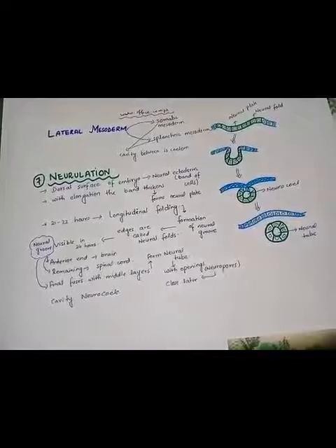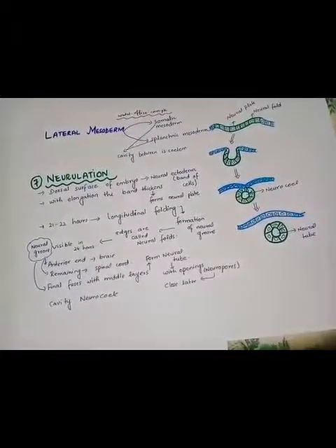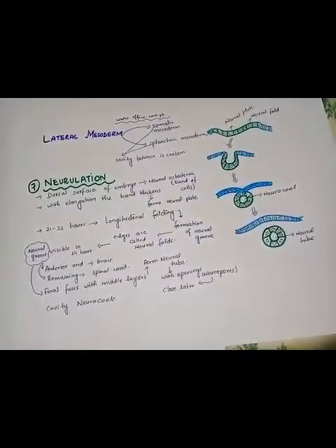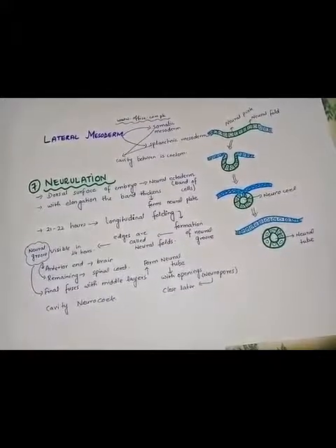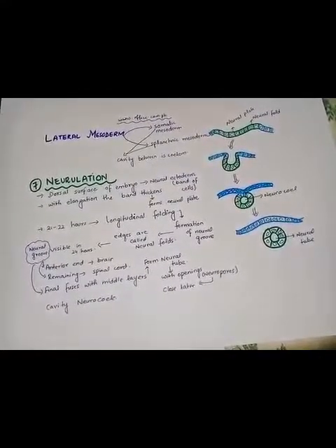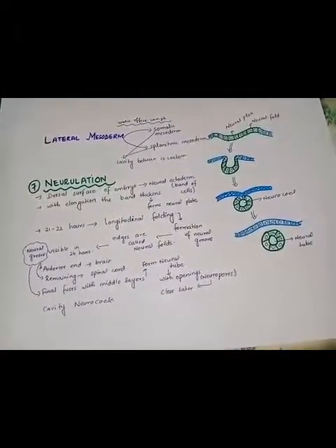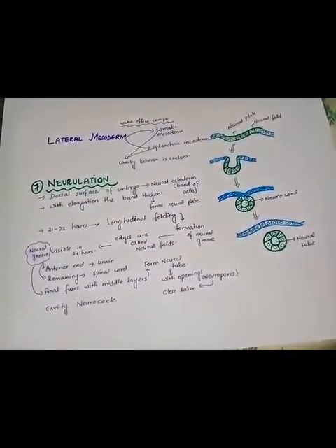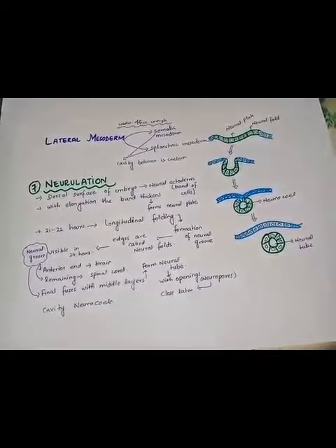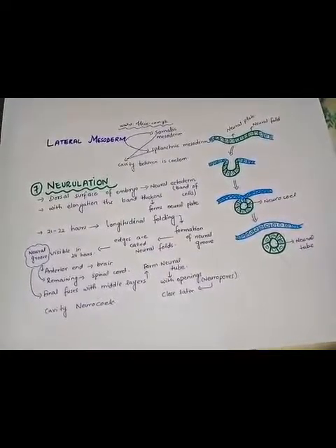Now after this step, the embryo enters the stage of neurulation. Neurulation is very important because it is the formation of neural structures which will give rise to the central nervous system. I have given the diagrammatic description side by side as well so that you can understand each and every step.